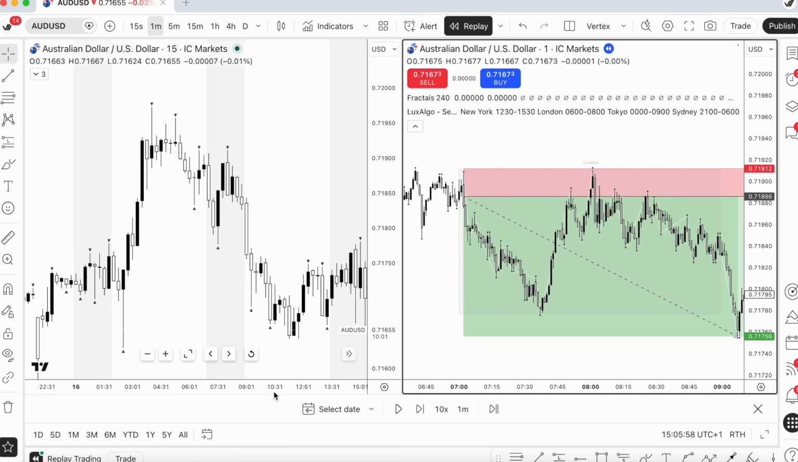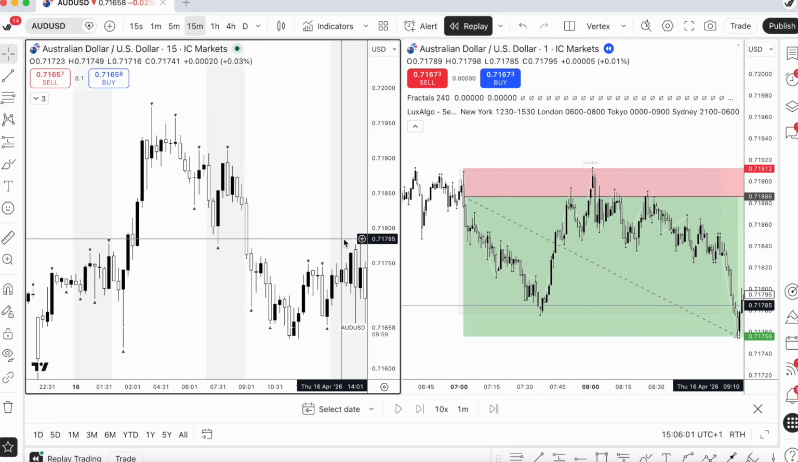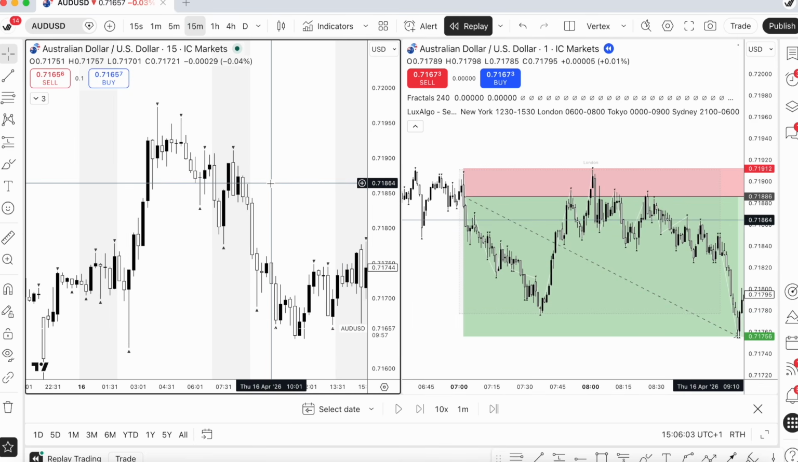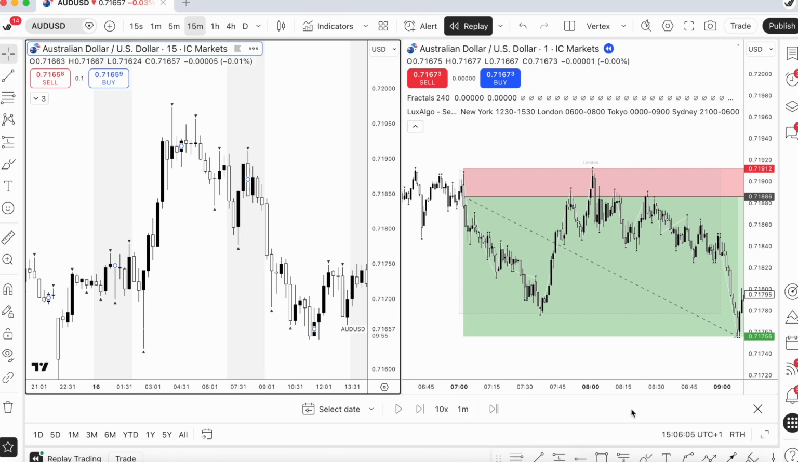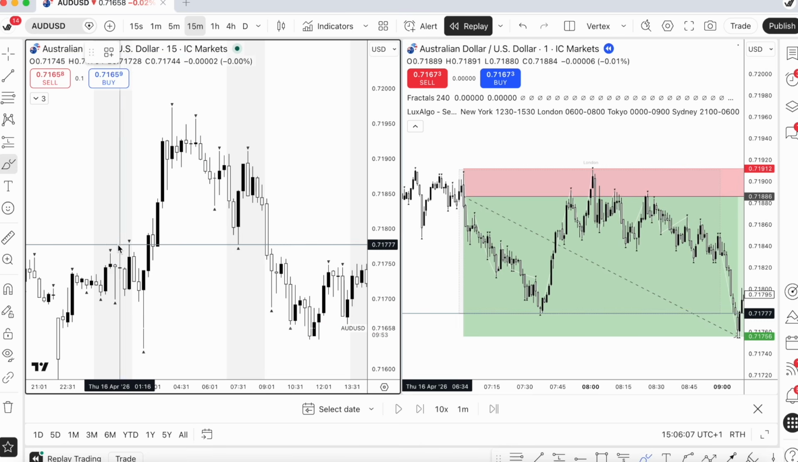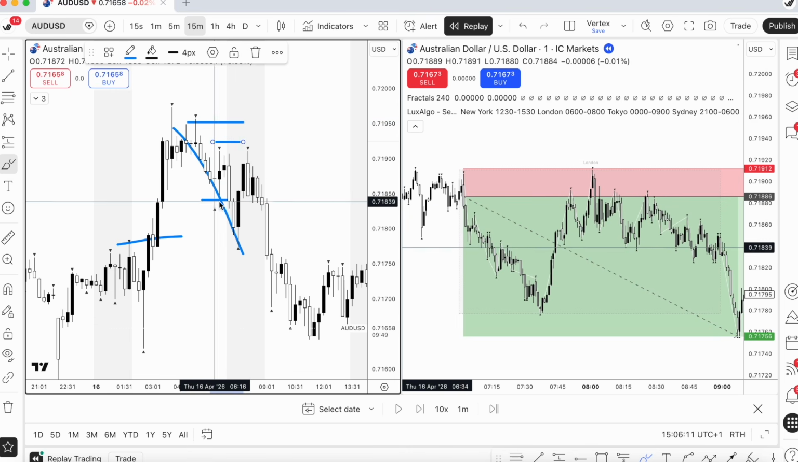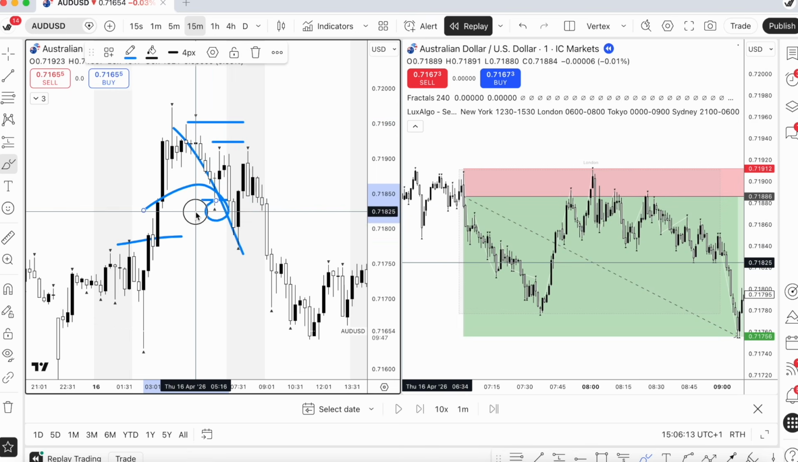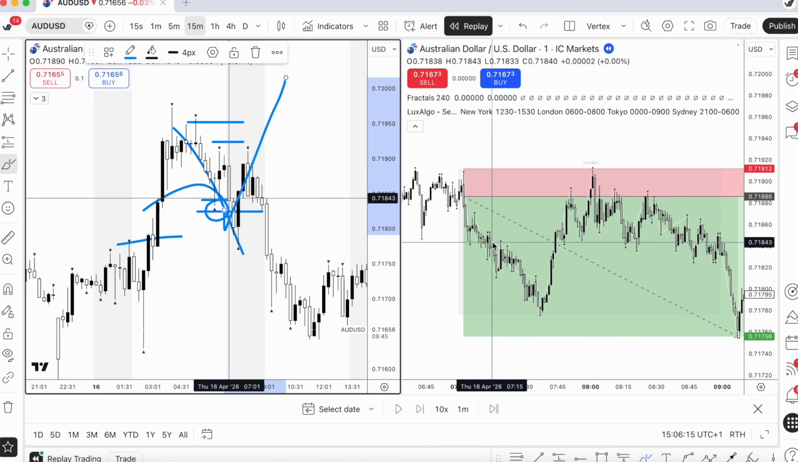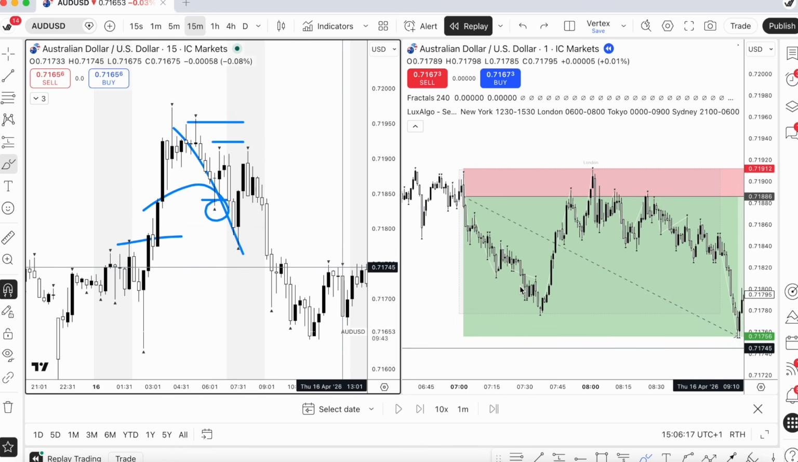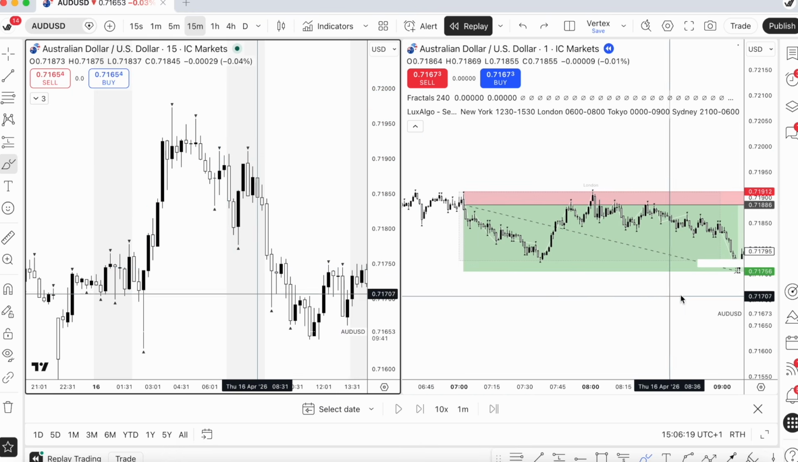So let me just mark this out. Coming in, obviously the high gets taken, so we're looking to go short. Nothing else happens after that. We do have a sweep of this low, so we're looking to go long, but at this point we're already in the short. So coming into session, we're obviously looking to go short.